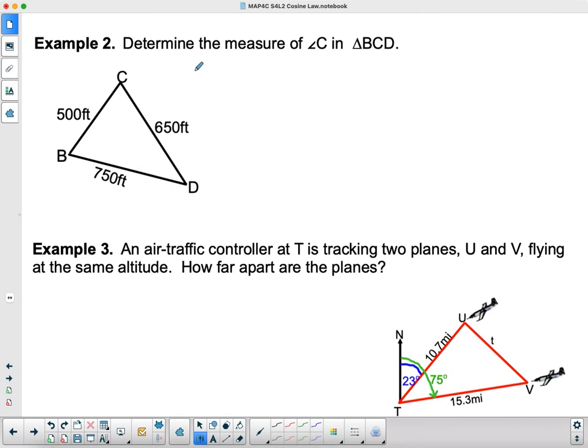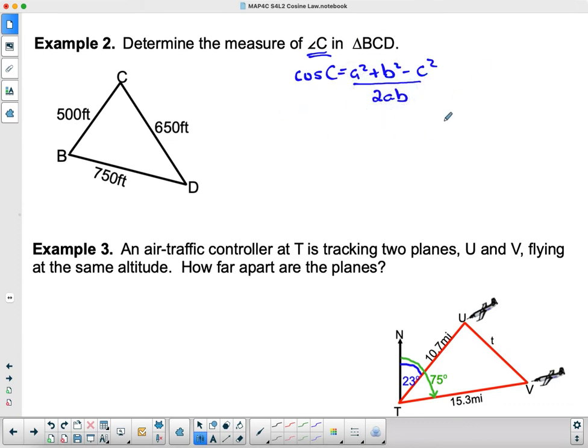Now this is one where we're trying to find an angle. It says determine the measure of angle C. Well, so we can write down the law of cosines formula: cos C equals a squared plus b squared minus c squared over 2ab.